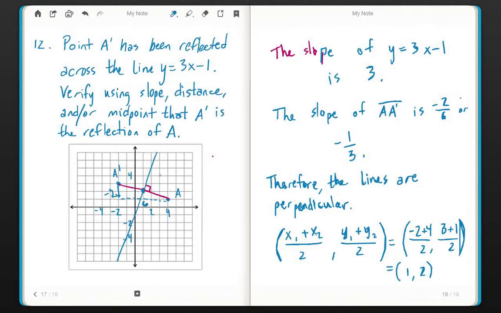We proved two things. To prove a reflection across a line, you must prove that the midpoint falls along the intersection of the line you draw and the original line. You also need to prove that the lines are perpendicular to each other, and to do that, you just have to prove that the slopes are opposite reciprocals. So you take the 3, you flip it, it becomes 1/3, and then make it opposite, so that would be -1/3. All right? So that's question number 12.